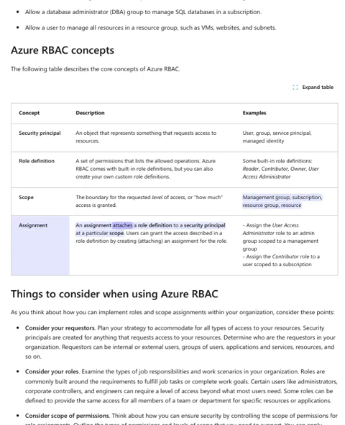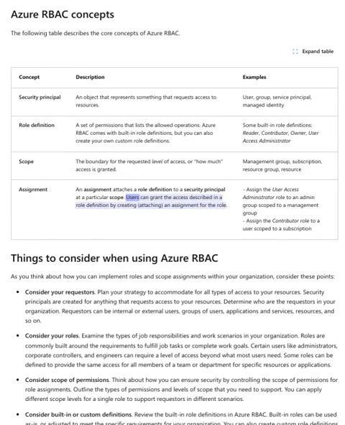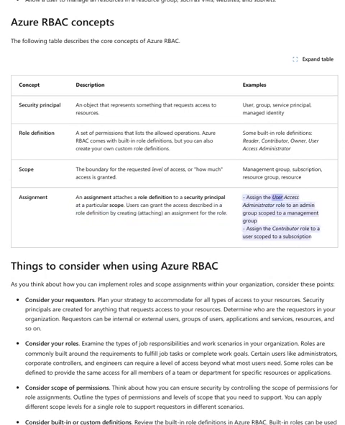Assignment. An assignment attaches a role definition to a security principal at a particular scope. Users can grant the access described in a role definition by creating, attaching, an assignment for the role. Assign the User Access Administrator role to an admin group, scope to a management group. Assign the Contributor role to a user, scope to a subscription.